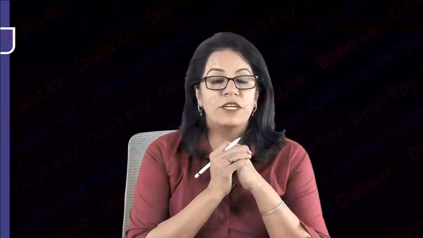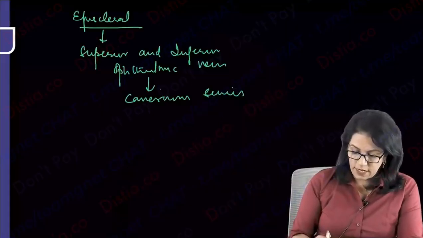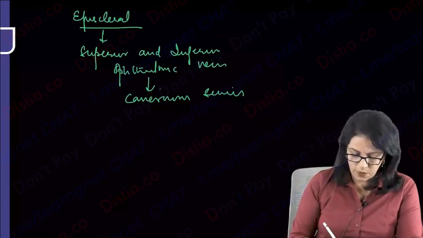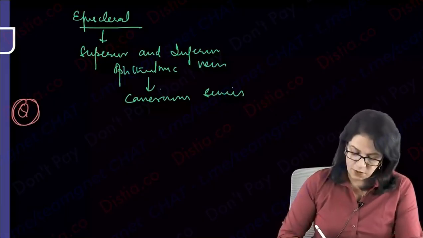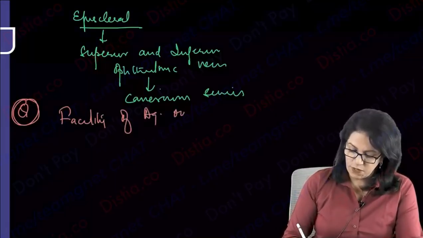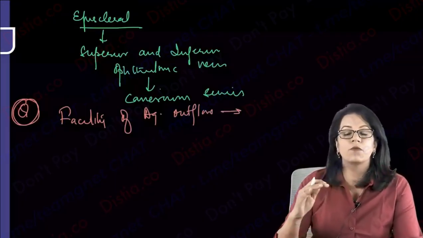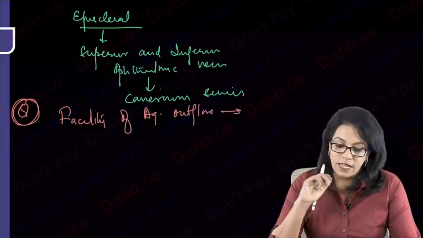Now, how do you measure the outflow? What is that term called? This is your exam question, guys. We'll make a Q and learn. What is facility of aqueous outflow? I'm writing the question here. What do you mean by facility of aqueous outflow? Facility of aqueous outflow is nothing but how we measure how easily the aqueous is flowing through the outflow system, right?